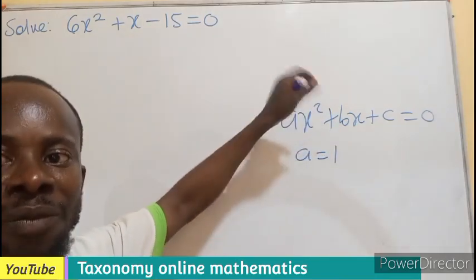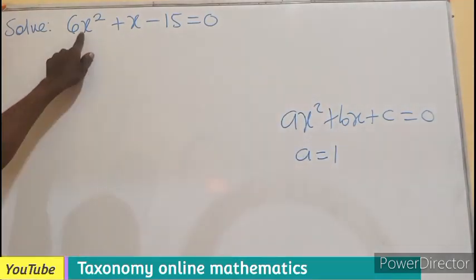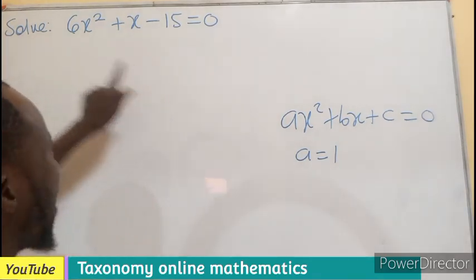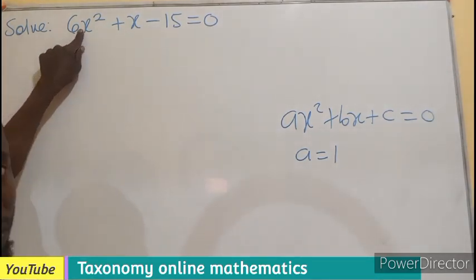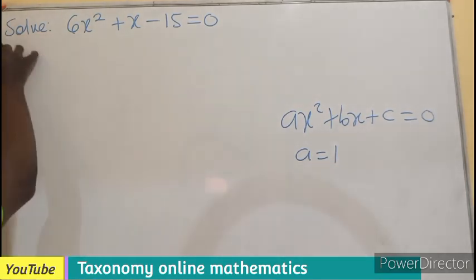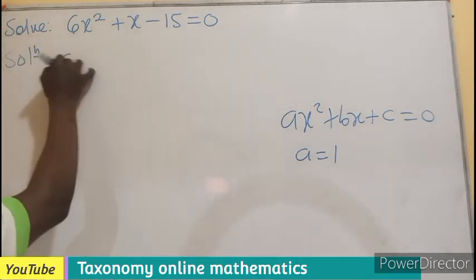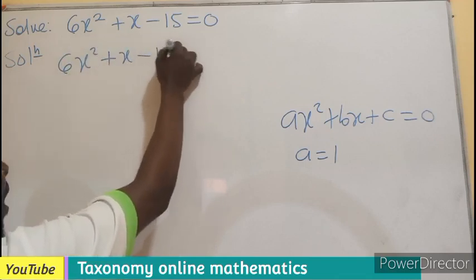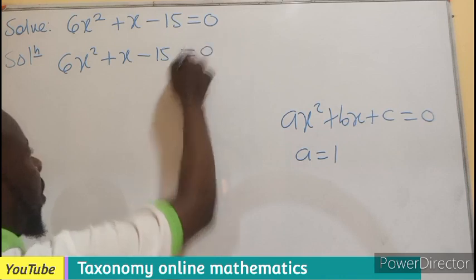value. So in this case, 6 is here, so we divide through by the 6. That's the first step, to make the coefficient of your x squared term 1. So let's take the solution: 6x squared plus x minus 5 equals 0.